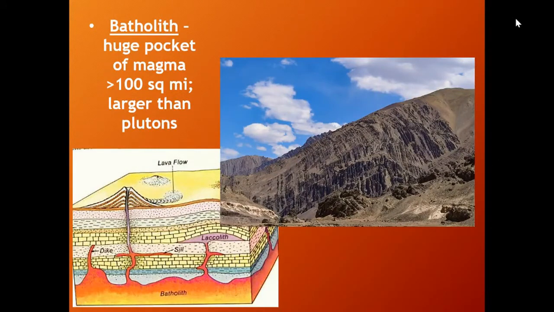One more term, and that is batholith. A batholith is different than a pluton in that it is a huge, massive pocket of magma below the Earth's surface. Okay, so batholiths are greater than 100 square miles. They're larger than plutons. Typically, they're the main source of magma that rises up to form plutons.